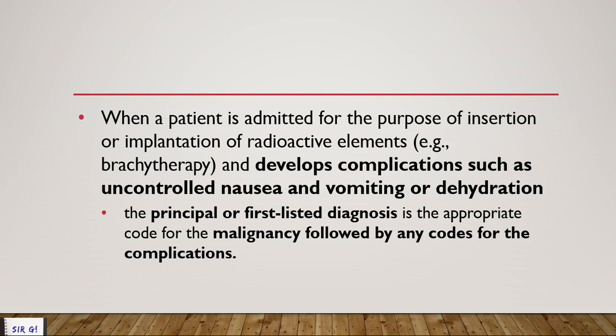Okay? Same thing when a patient is admitted for the purpose of insertion and it develops a complication. Any condition that develops should always be a secondary code, and the reason for encounter should be your malignancy. I mean, in general, any condition that develops during the admission is not the reason for encounter. So that means the reason for encounter should always be sequenced first.